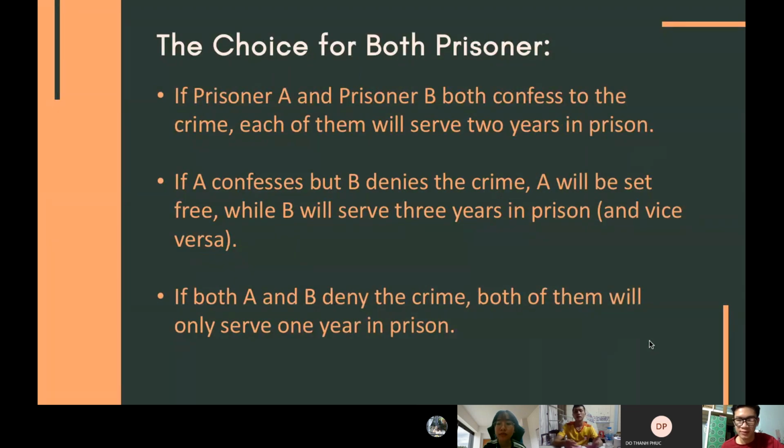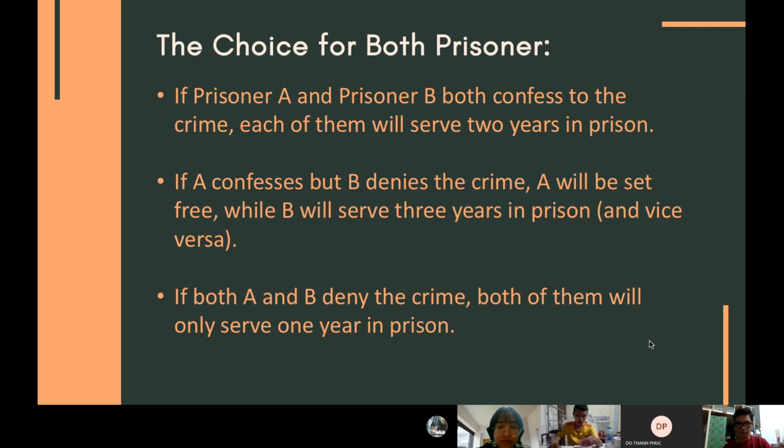If prisoner A and prisoner B both confess to the crime, each of them will serve 2 years in prison. If A confesses but B denies the crime, A will be set free while B will serve 3 years in prison, and maybe vice versa. And the last is if both A and B deny the crime, both of them will only serve 1 year in prison.